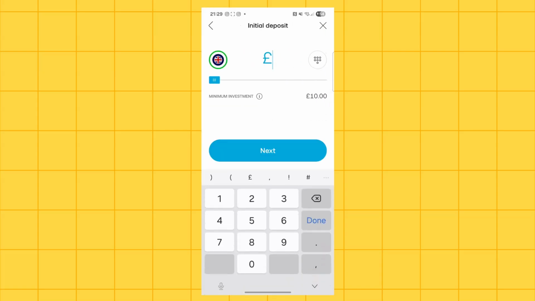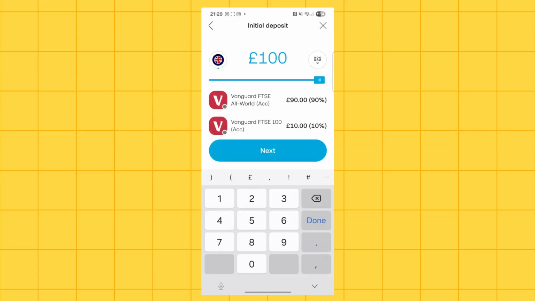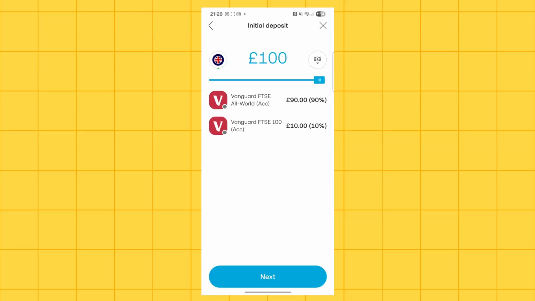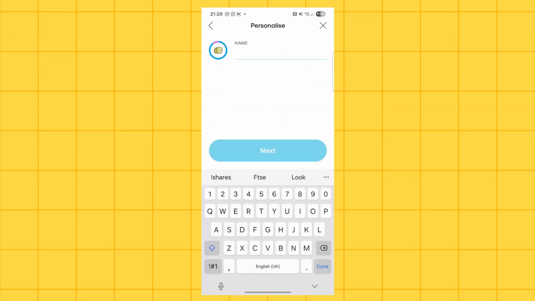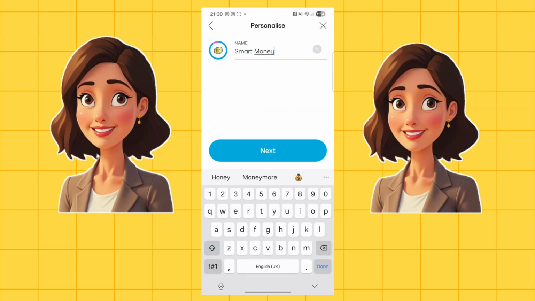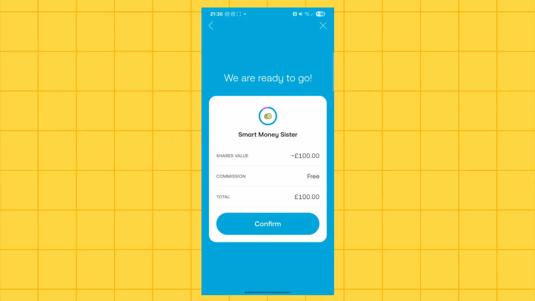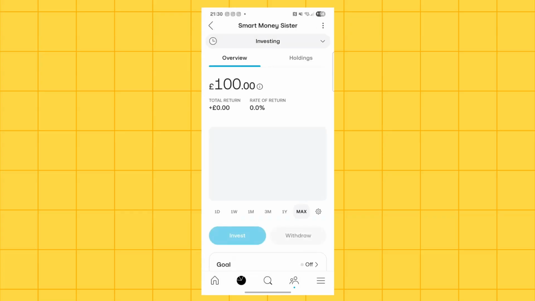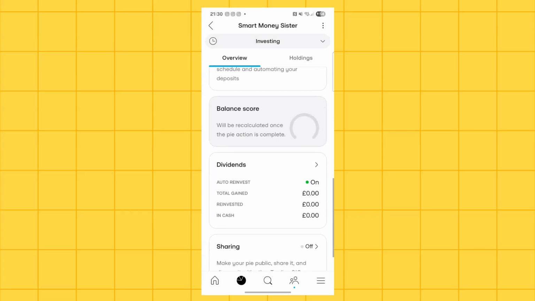But if you decide to do something similar, you can start with less or more depending on your current situation. The most important thing is to just start. So all that's left is to name the pie. Let's call it the Smart Money Sister, and then we are ready to go. I'm recording this on the weekend, so the London Stock Exchange is closed until Monday morning, but the account is set up and ready once it does.